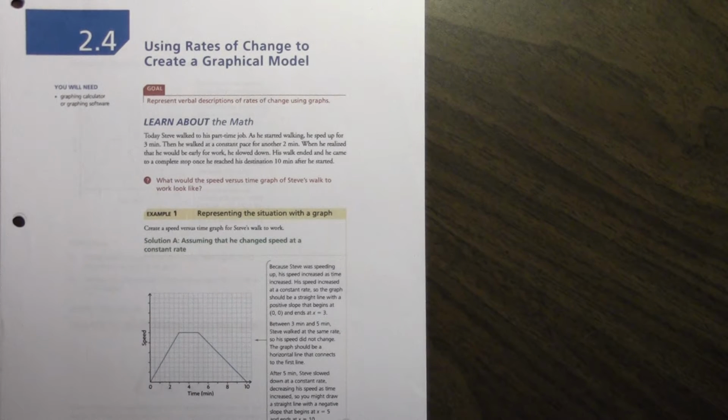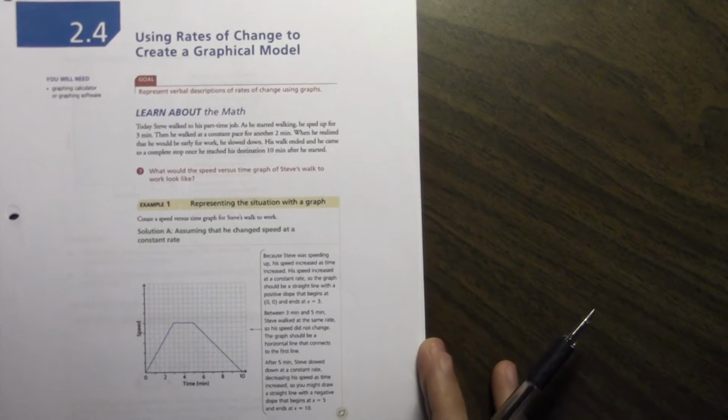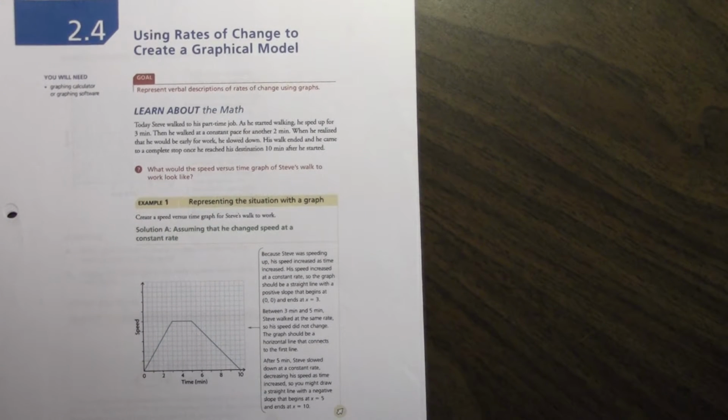Jesse, can you read? Today, Steve walked to his part-time job. As he started walking, he sped up for 3 minutes. Then he walked at a constant pace for another 2 minutes. When he realized that he would be early for work, he slowed down. His walk ended, and he came to a complete stop when he reached his destination 10 minutes after he started.